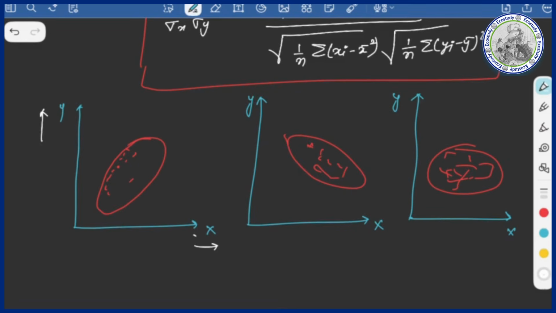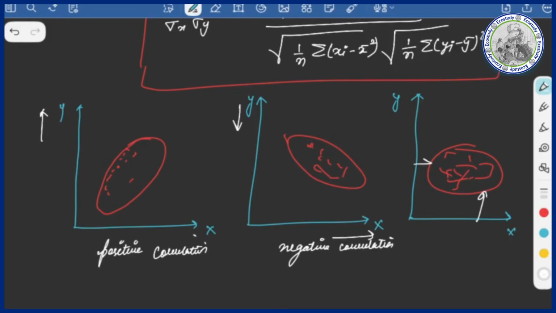So what does it mean? It means that it is a positive correlation. Here what you see, when x increases y decreases. So here it is negative correlation. And here see, when increasing x there is no change in y because these are quite independent, so it is no correlation.